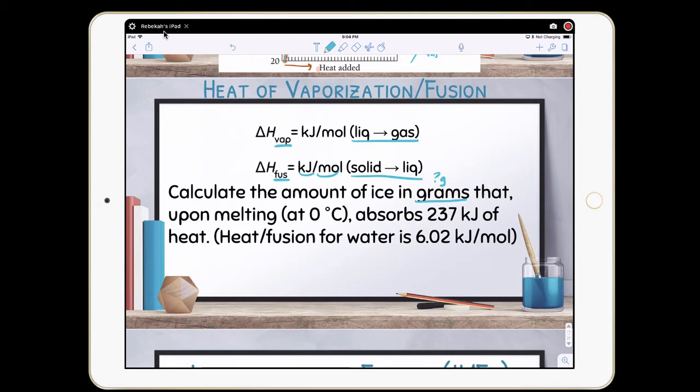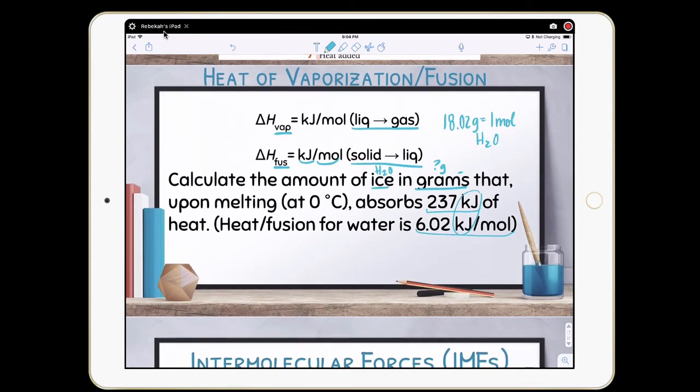I'm melting this ice. It absorbs 237 kilojoules because it's endothermic, right? I need to take in energy to melt the ice. The heat of fusion for water is 6.02 kilojoules per mole. Well, I see I have kilojoules here, but I want grams. So I'm going to need something else, right? I know that water is actually 18.02 grams equals 1 mole of water. They tell me ice. I need to know that ice is water, H2O. So I can use this conversion to get some moles.